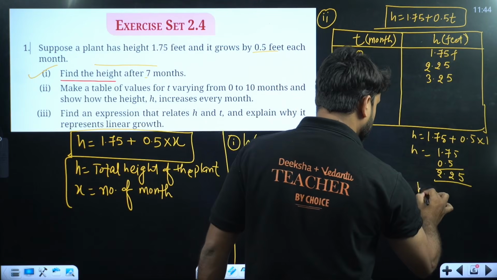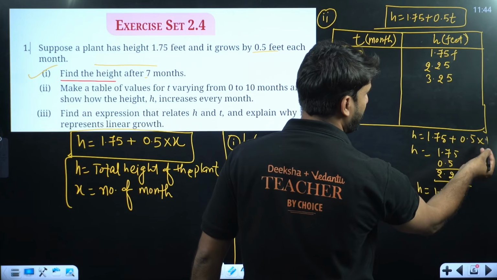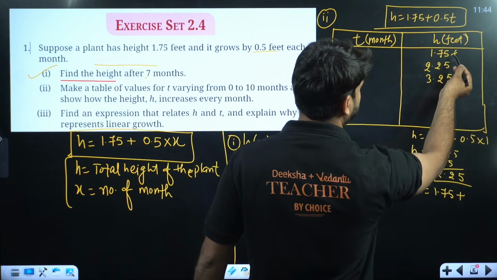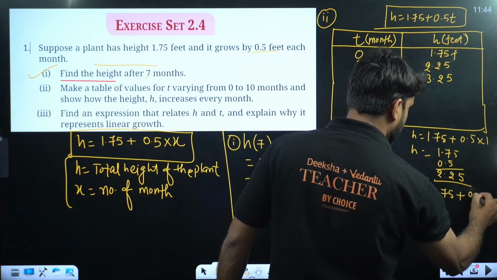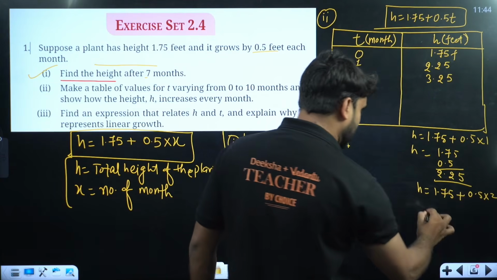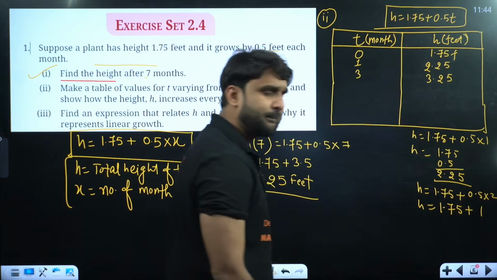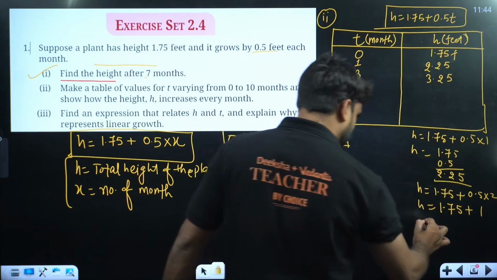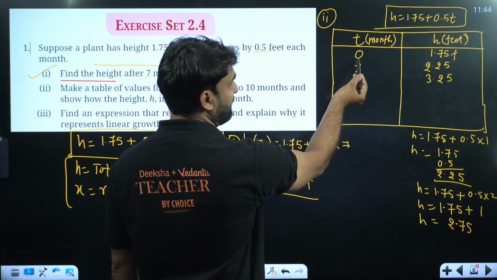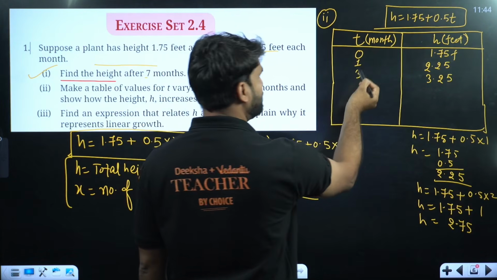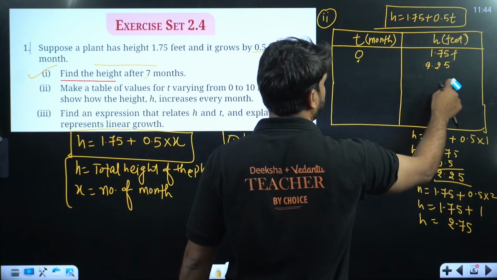And for the zeroth month, this will be 0.5 into 0. This was for 0 and this is for 1. And for the second month, this will be 0.5 into 2. So 0.5 into 2 will be what? 0.5 into 2 will be 1. Right? So h is equal to 2.75. We have directly jumped to 3. Actually, after 0, 1, it should be 2 now. Don't jump to 3 first.